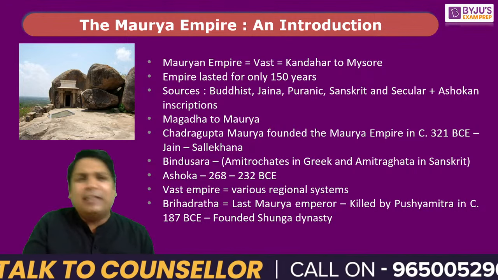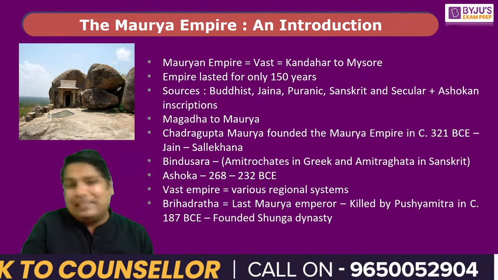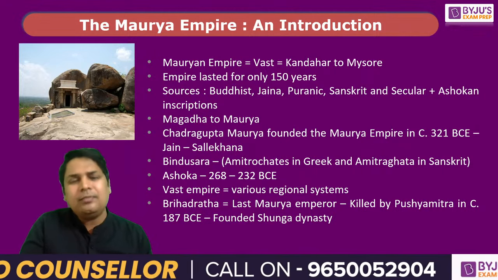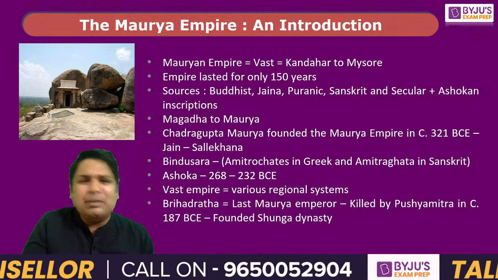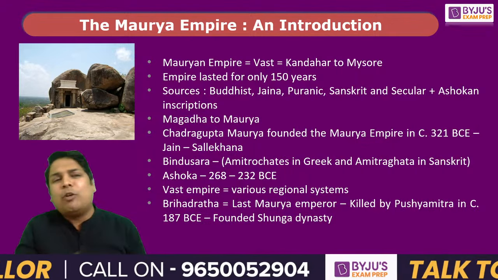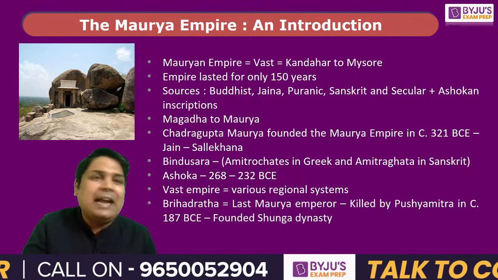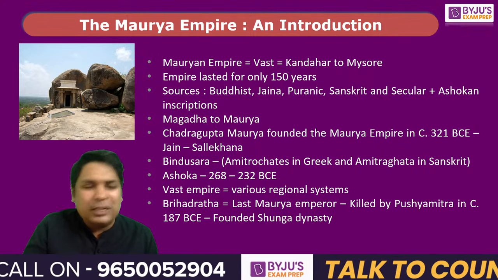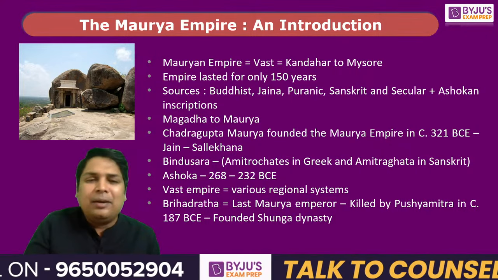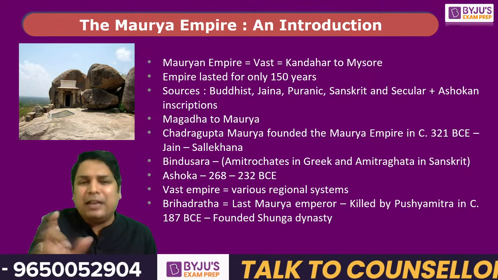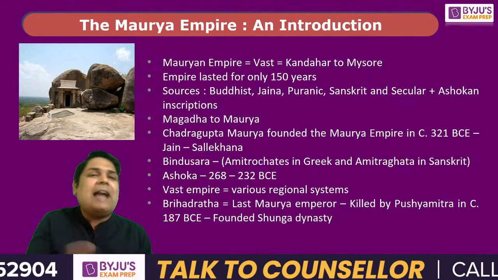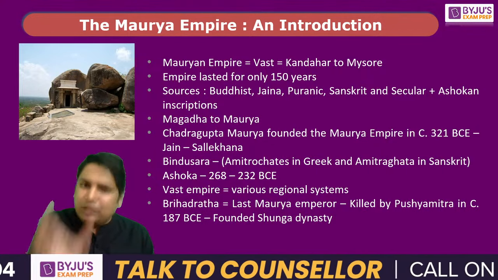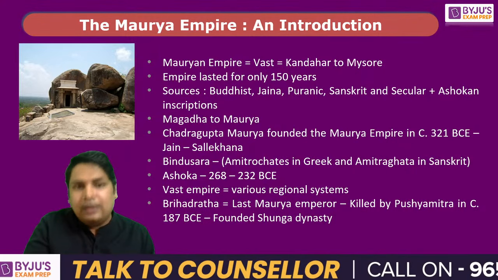Right? He was later on succeeded by his son Ashoka. So, Ashoka became somewhat an important ruler of this entire dynasty. He died in 232 BCE, and this particular era of Ashoka is actually the most important one for us, because the administration that we are going to look into is of this particular era, right?